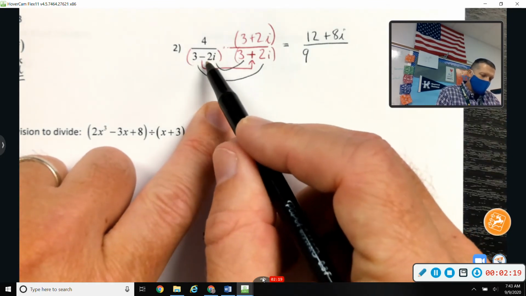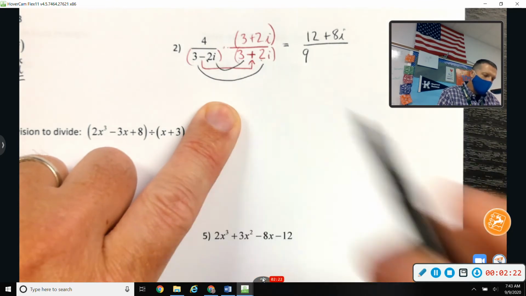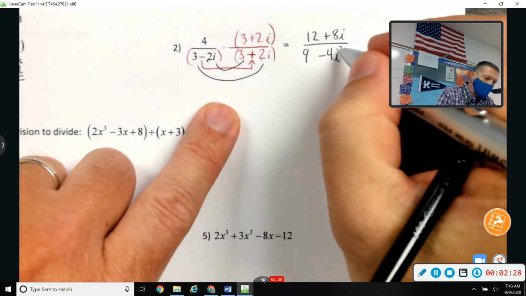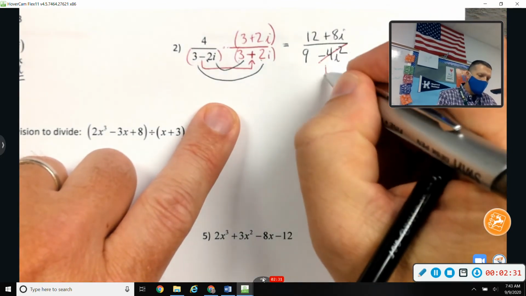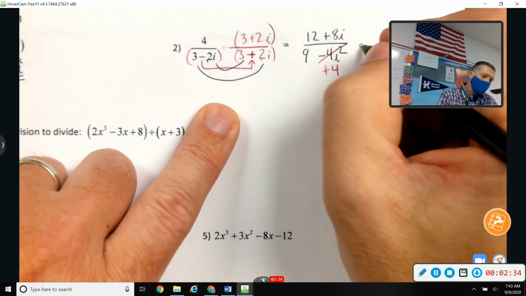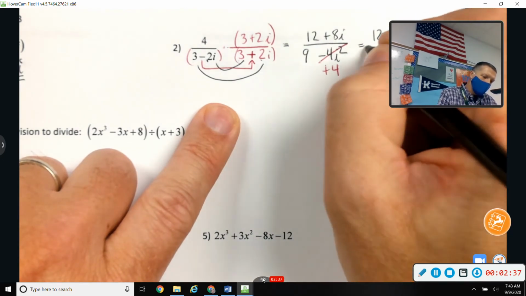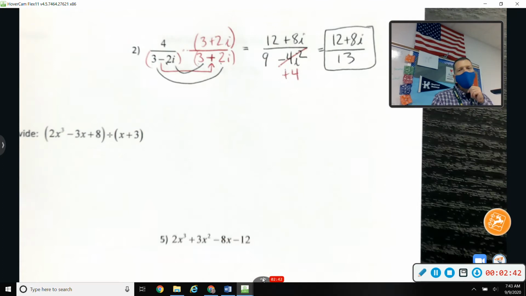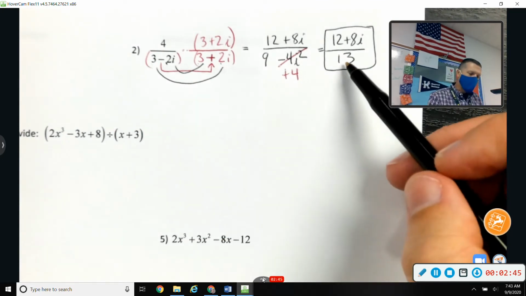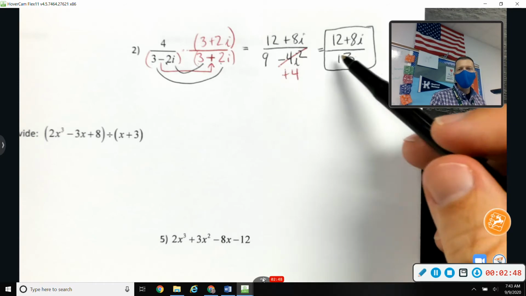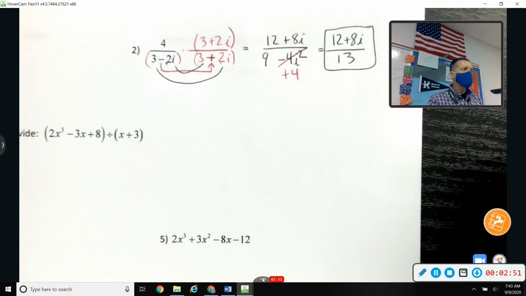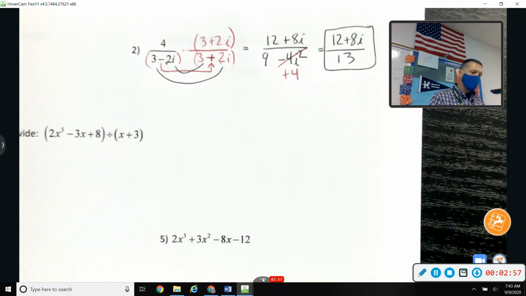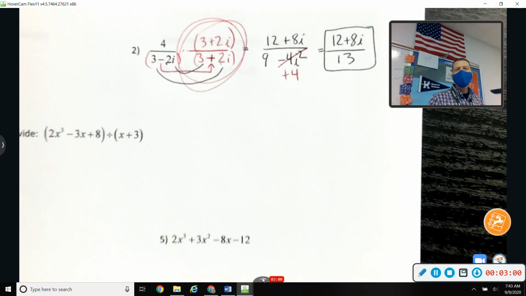And then last, negative 2i times positive 2i. So that would be negative 4i squared. But right away we think, oh yeah, wait a minute, i squared is negative 1. So let's make that plus 4. So 12 plus 8i over 13. And at this point we look to see if it will reduce. So if 13 would reduce with both of those things, we could, but since it doesn't, that's as far as we can go with this one. Questions on that one? So again, the main thing is multiplying top and bottom by the conjugate.